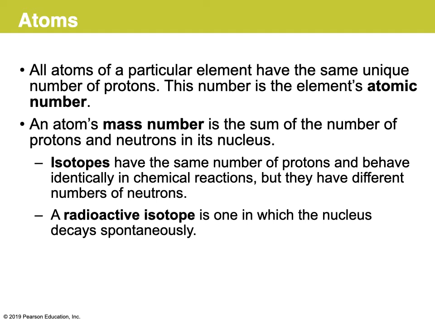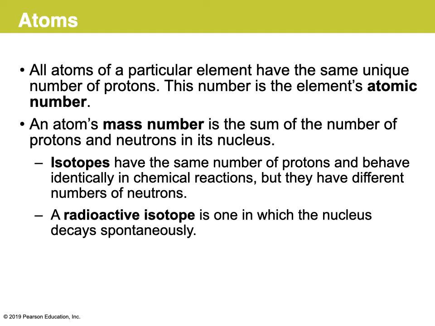Now, isotopes have the same number of protons, right? Because that defines the atomic number, and they behave the same in chemical reactions, but they have different numbers of neutrons. So the mass will be different, but not the atomic number, because again, that's the same number of protons. But they're going to have different numbers of neutrons. Now, a radioactive isotope is an isotope where the nucleus is decaying spontaneously. It's dumping those extra neutrons on its own, right? So those neutrons exiting represent energy exiting, and that's where we get the term radioactive.